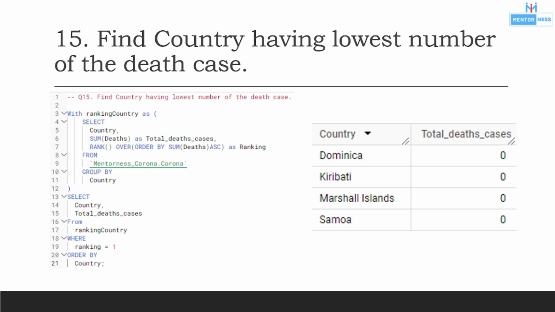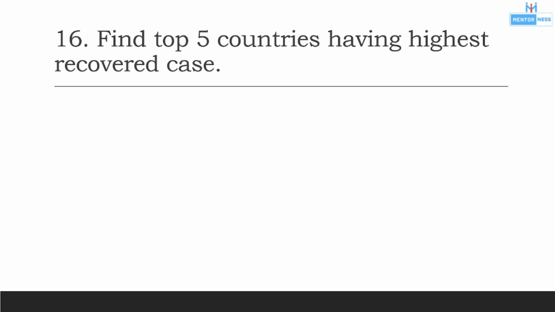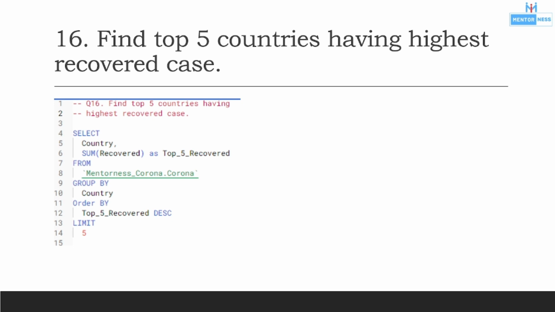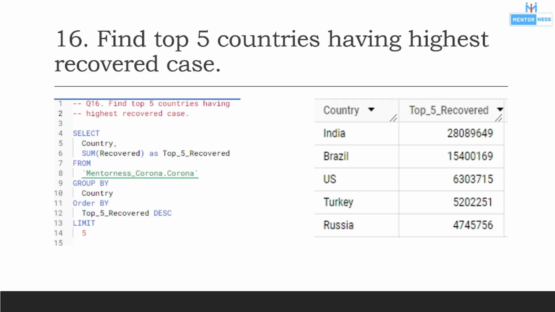so we can get the correct result. So Dominica, Kiribati, Marshall Islands and Samoa are the 4 countries which have 0 deaths due to coronavirus. And the 16th is to find the top 5 countries having the highest recovered cases. So India, Brazil, US, Turkey and Russia. And these are the 5 countries which have the highest number of recovered cases in COVID-19.